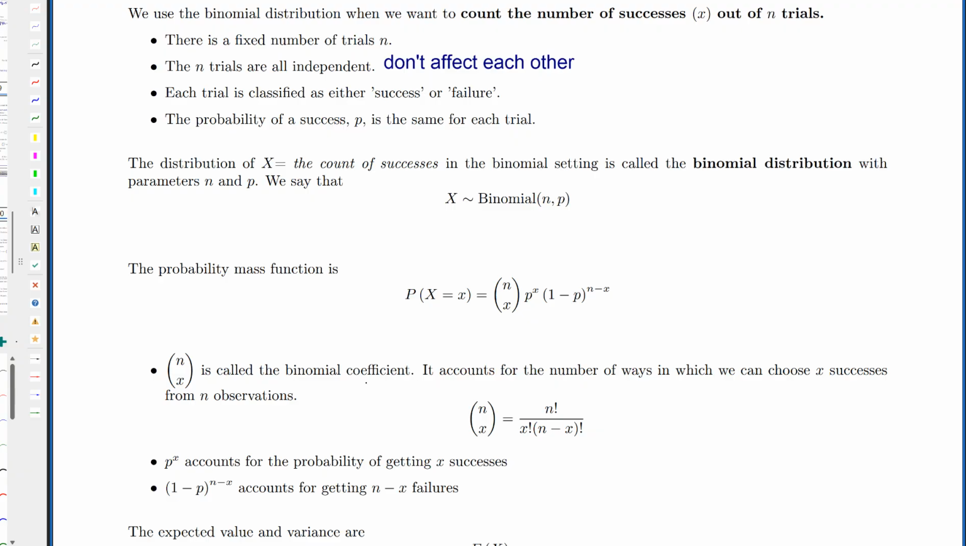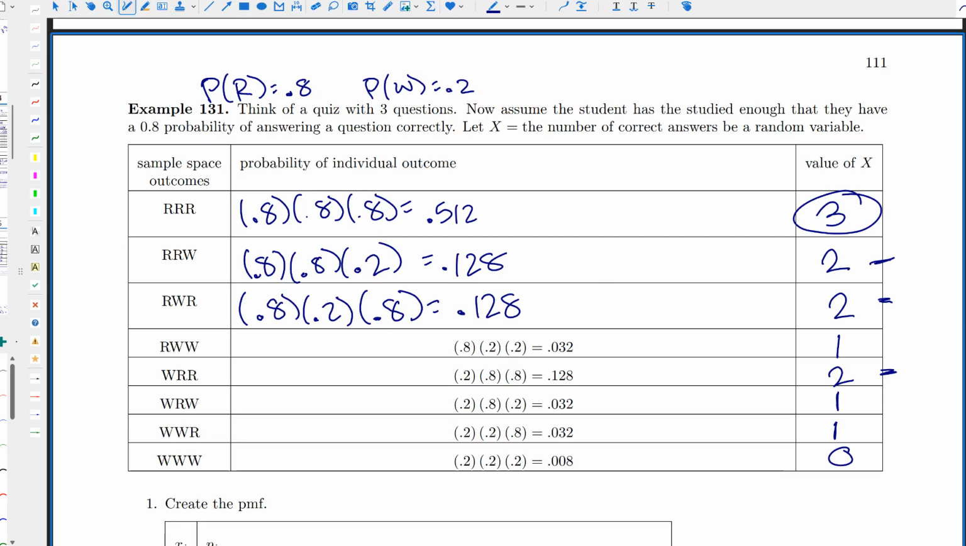So n choose x, that's the binomial coefficient. It accounts for the number of ways in which we can choose x successes from n observations. P to the power of x accounts for the probability of getting x successes, and 1 minus p to the power of n minus x accounts for getting n minus x failures.